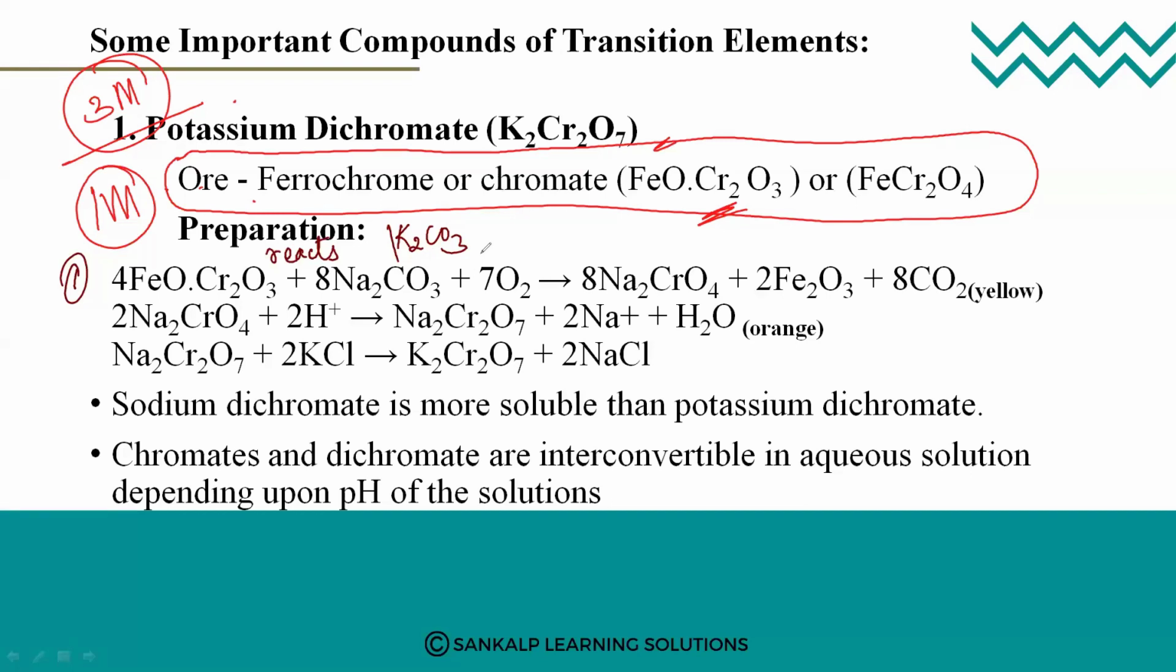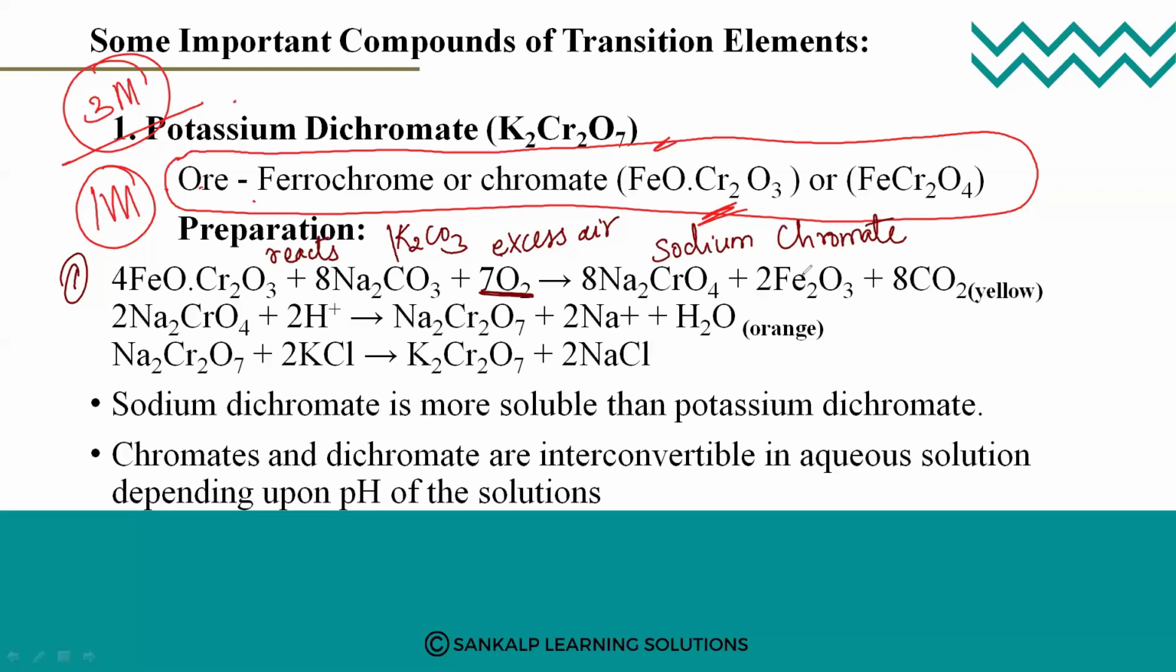or you can take potassium carbonate, in the presence of excess of air. What is the reaction? Just see. The chromite ore reacts with sodium carbonate in the presence of excess of air to give sodium chromate. If you take sodium carbonate, you will get sodium chromate. If you take potassium carbonate, you will get potassium chromate. It depends upon which base you are going to take.